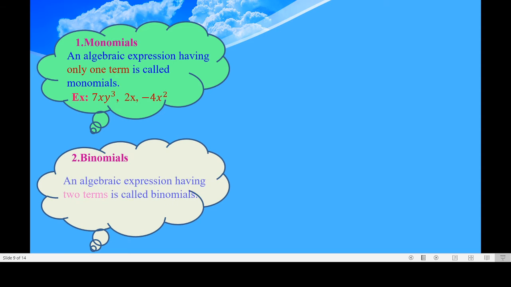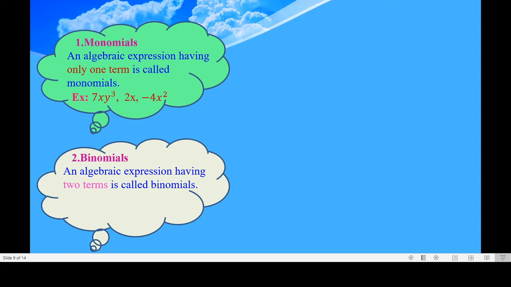The second is called binomial. An algebraic expression having two terms is called a binomial. For example, 5x plus 3y. In this, 5x is one term and 3y is another term. Let us consider one more example. 8xy cube minus 3x square. In this, 8xy cube is one term and minus 3x square is another term. 3n minus 4. In this example, the first term is 3n, the second term is minus 4. All these expressions have two terms, therefore this comes under binomial.